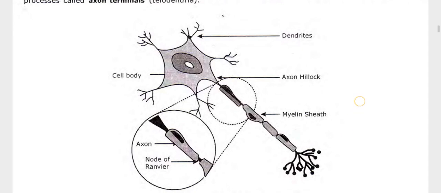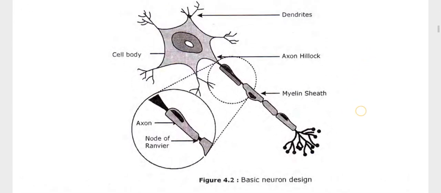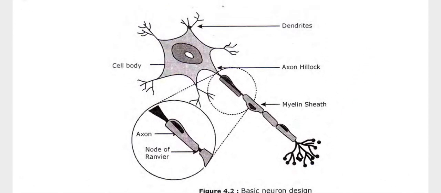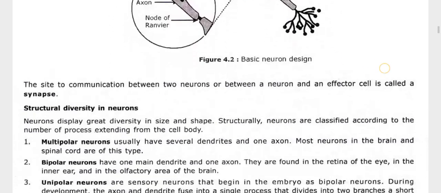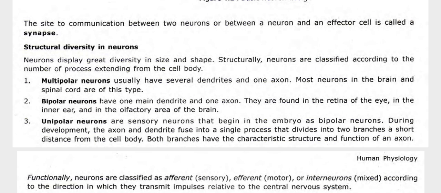Here you could see a picture which represents basic neuron design: dendrites, cell body region, axon hillock, then myelin sheath, axon, node of Ranvier. You could see those portions. Then the site of communication between two neurons or between a neuron and an effector cell is called a synapse.